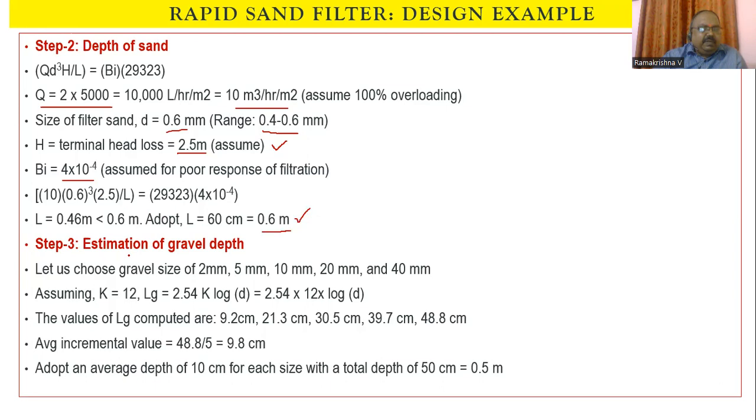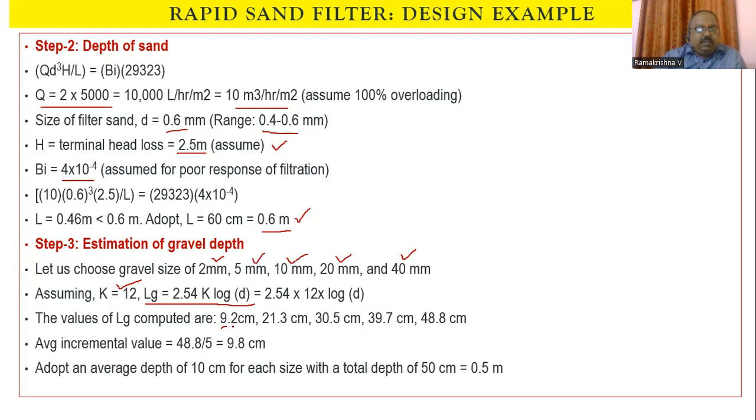For the gravel depth estimation, we have this formula: LG is equal to 2.54 K into log D. K has a value of 10 to 12, so we can assume K is equal to 12, and D is the gravel size in mm. If we assume that 5 layers of gravel are used, 2 mm, 5 mm, 10 mm, 20 mm, and 40 mm, we substitute and compute.